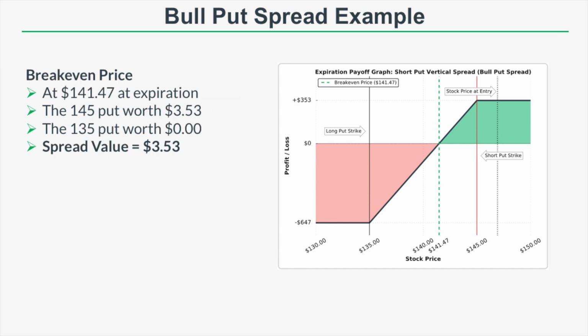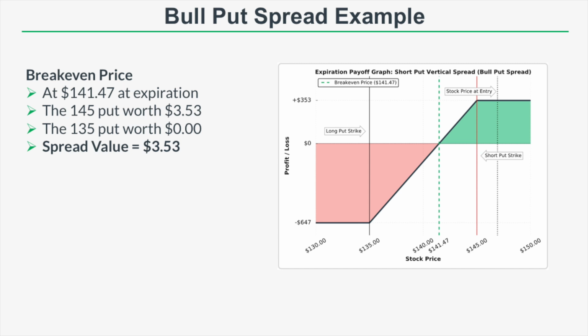Now let's talk about the break-even price. The break-even price is going to be the short put strike price minus the premium received for selling the put spread. In this case, the short put strike price is $145, and we collected $3.53 for selling the spread. That means the break-even price is $141.47.